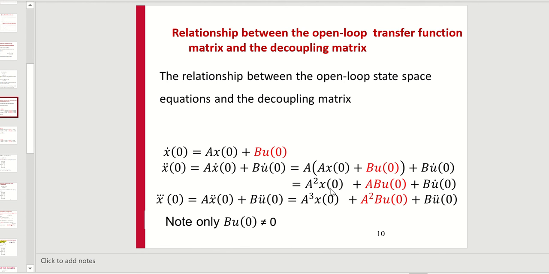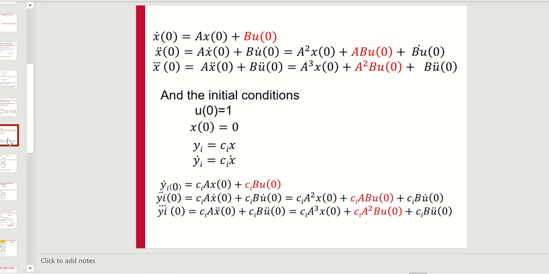X of naught will be naught, so these will be naught. U dot of naught will also be naught. Then if you went for the third differential term, that comes out as A squared B u naught. So these red terms here are: x dot is B u naught, x double dot is A B u naught, and x triple dot is A squared B u naught. So this is a sort of structure that we might be able to deploy, a structure for our differential terms.